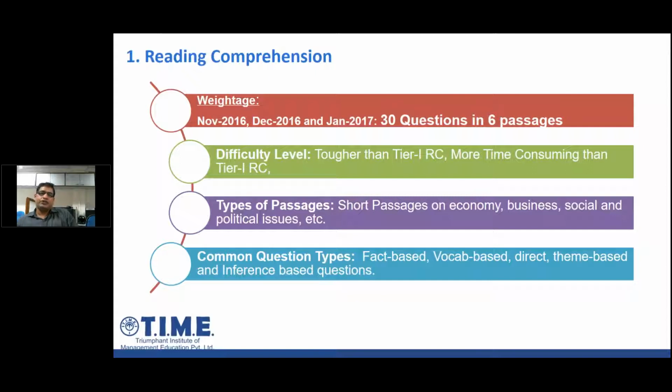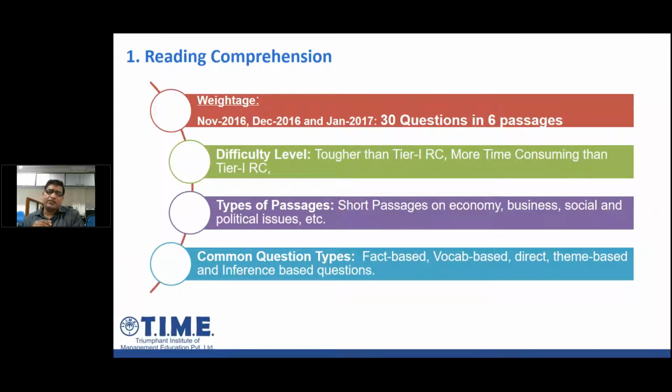What is the weightage of this question type? In the November 2016, December 2016, and January 2017 SSC Tier 2 exams, there were 30 questions in reading comprehension divided across 6 passages. That is roughly around 5 questions per passage. Now the difficulty level of this question type, as I said, is tougher than Tier 1 reading comprehension, and most importantly, it's more time consuming. RC itself is time consuming, and this is a little bit more time consuming than Tier 1.